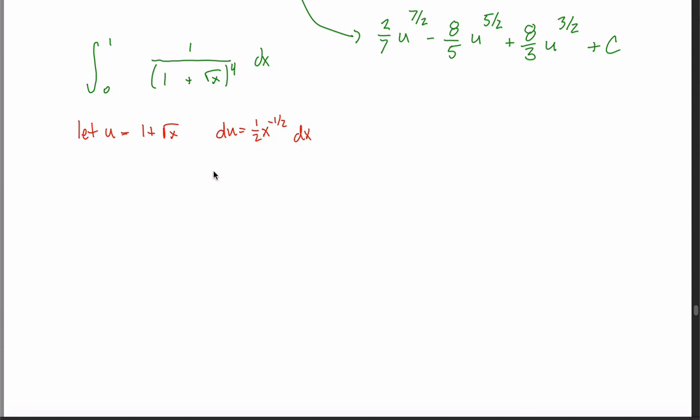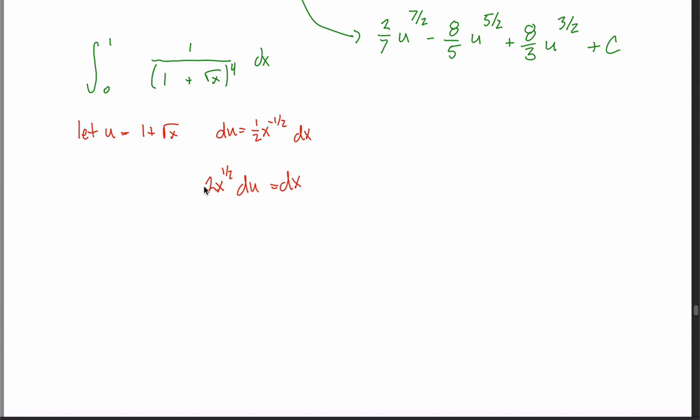I can multiply the 2 over to this side like I've been doing, and I'll also multiply x to the 1/2 over to this side. So I have 2x to the 1/2 du that's equal to dx. If you have a hard time seeing how the negative turns into a positive, this x to the negative 1/2, think about it as 1 divided by x to the positive 1/2. And then I multiply both sides, which moves it from the bottom on the right to the top on the left. At any rate, I get here.